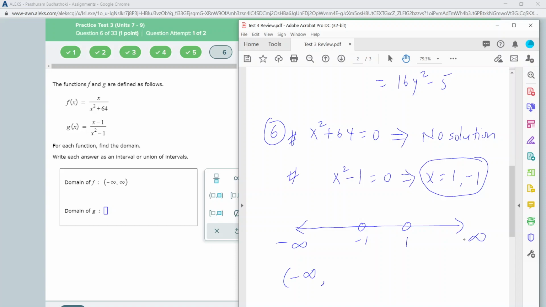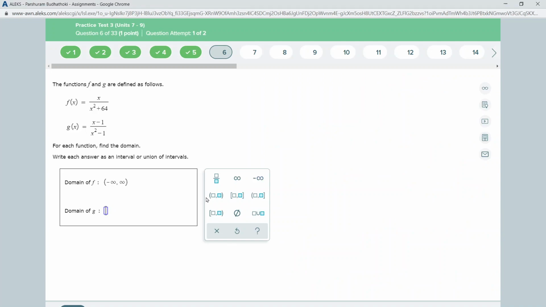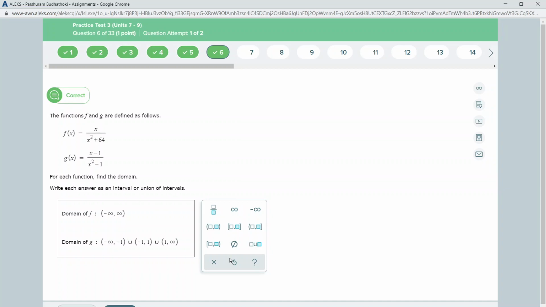So you use parenthesis, negative infinity up to -1, parenthesis, union, anything after -1 to positive 1, union, anything after positive 1 to positive infinity. This is how you have to write it. So the domain of g here is negative infinity to -1, union, -1 to positive 1, union, positive 1 to positive infinity. Check the solution, and that's right.